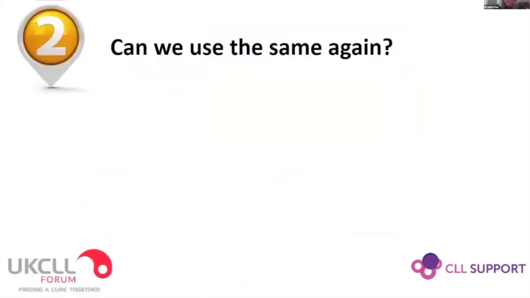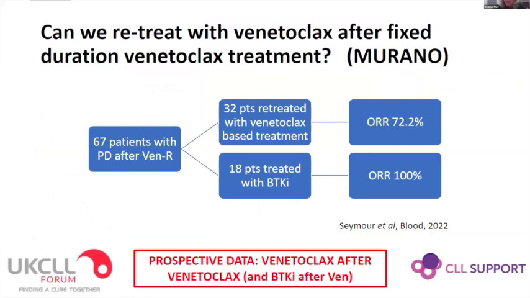Can we use the same drug again? So when we're thinking about our targeted agents, if somebody's done well on one before, can we get it out and use it again? We have some prospective data for this. So specifically from the Morano study, they're small to moderate numbers of patients here. So this is the Morano study that you'll remember was the venetoclax and rituximab combination study.